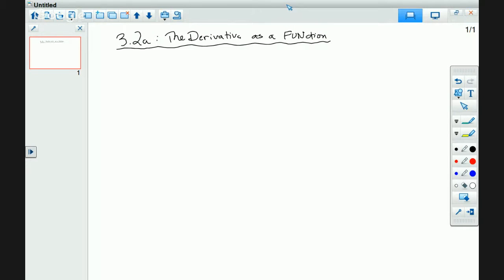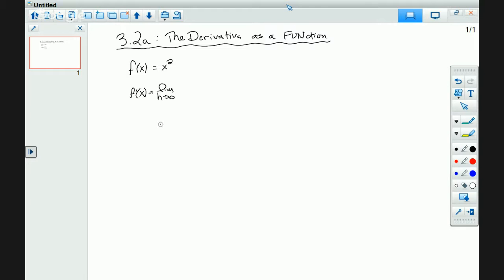Okay, so the derivative. Let me write something up here. Let's see if you can figure this out. So f of x is x squared. The derivative. Anybody have this memorized yet?